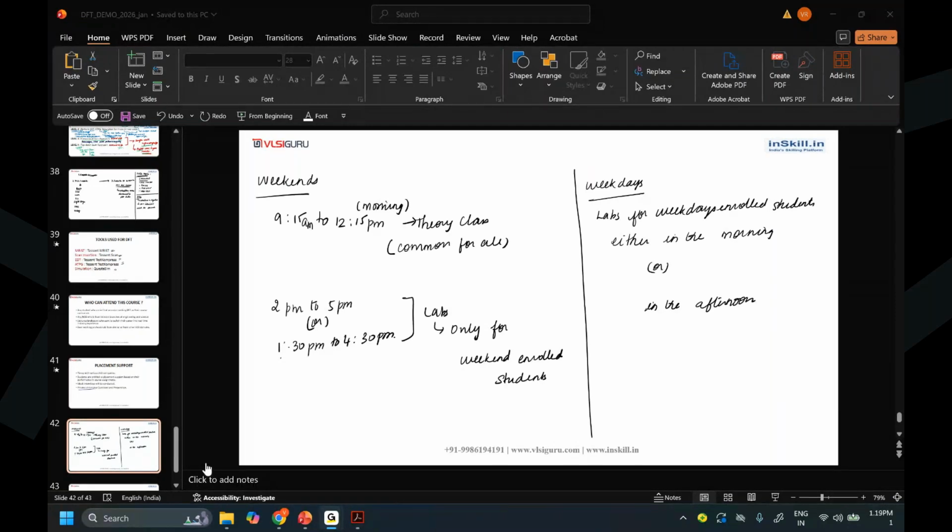Does anybody have any other queries? If you have any other queries, you will be added into an individual group as well, with your VLSI Guru ID and your name. You can post your doubts in that group, and we will be addressing your doubts in that particular group. Does anybody have any other doubts now which you want to ask?